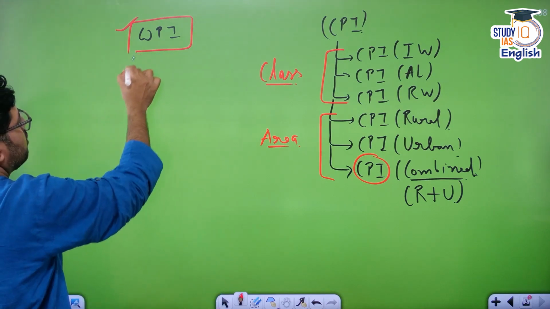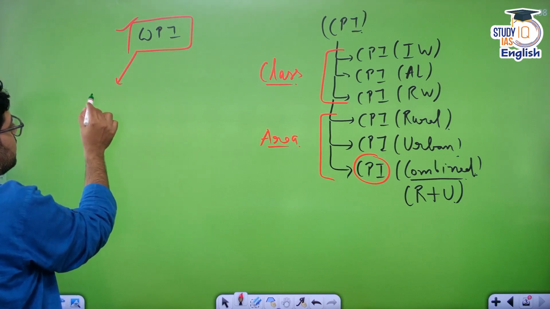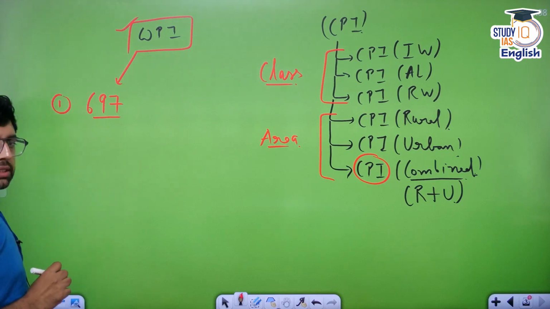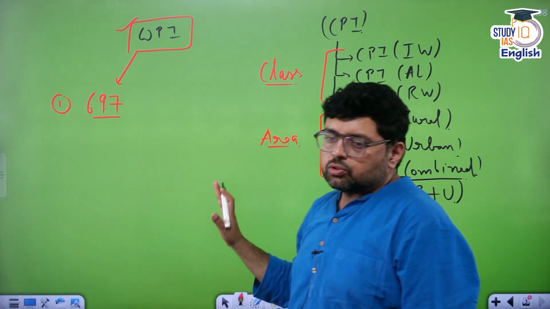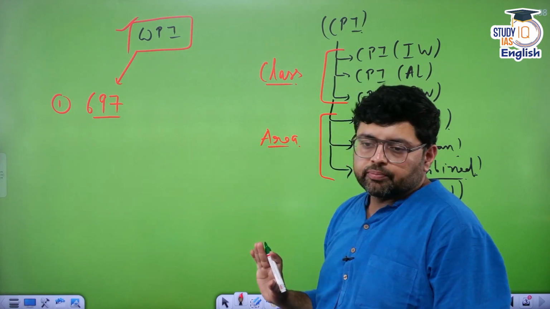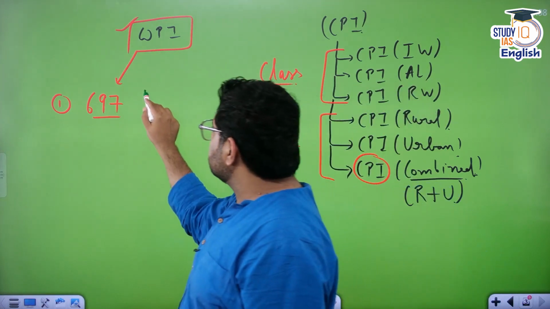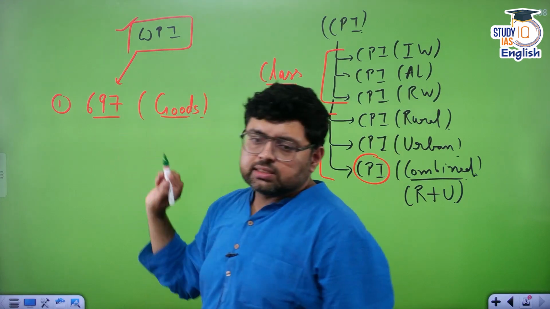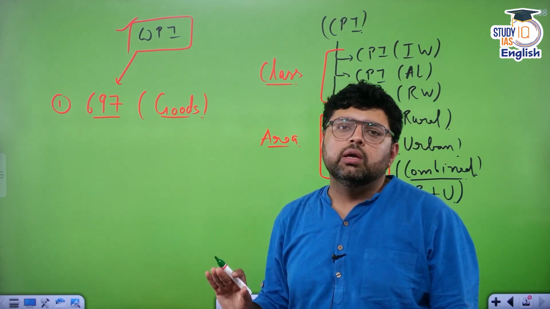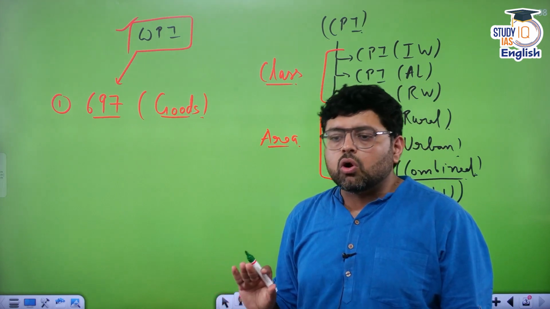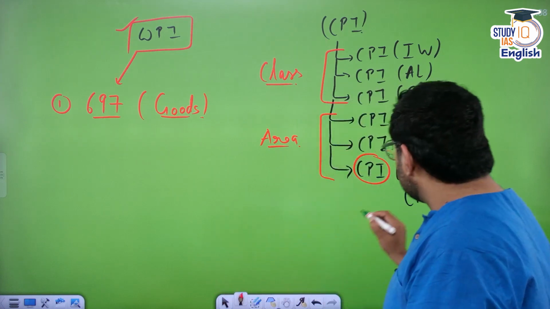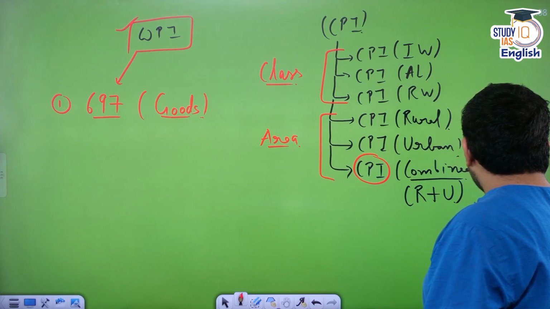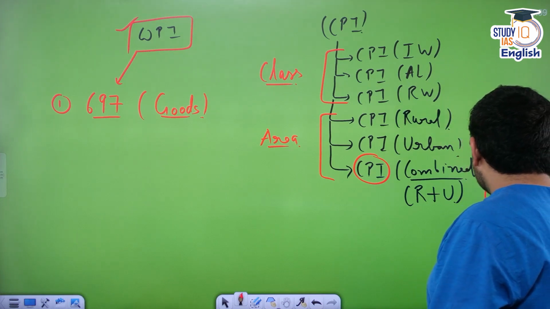Now, if I talk about WPI, there are 697 items in WPI. Clear? All these items are goods in nature, so these 697 items do not include any services. All are goods. Whereas CPI combined includes 200 items, and these 200 items include both goods and services.